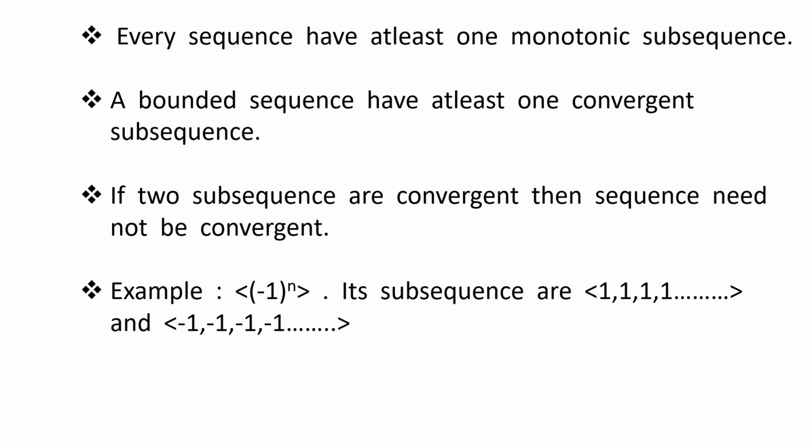Every sequence has at least one monotonic subsequence. A bounded sequence has at least one convergent subsequence. If two subsequences are convergent, then the sequence need not be convergent. Now let's take an example. If {(-1)^n} is a sequence, then its subsequences are 1, 1, 1 and so on, and -1, -1, -1 and so on. Here the two subsequences are convergent, but the sequence is not convergent.